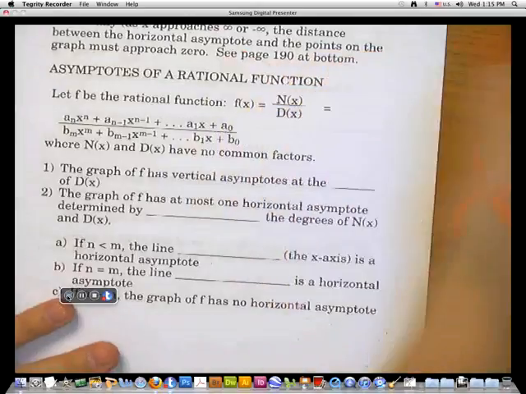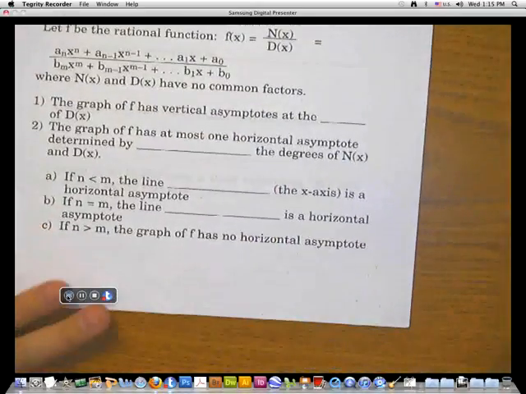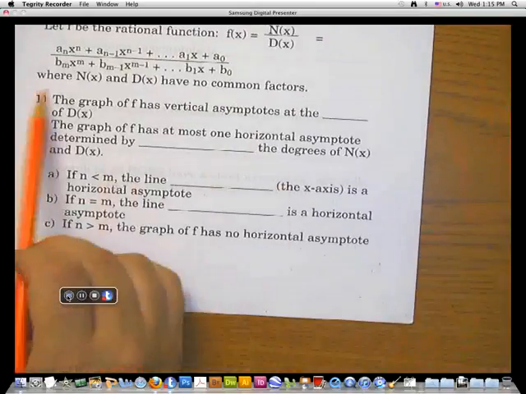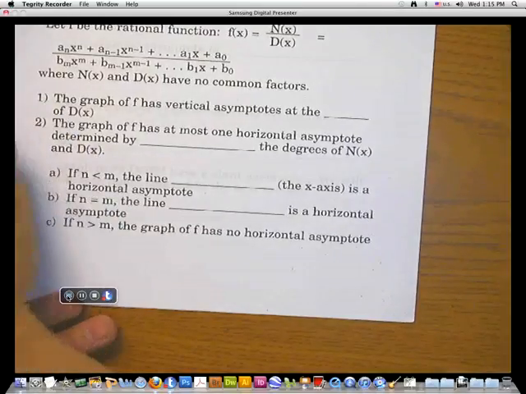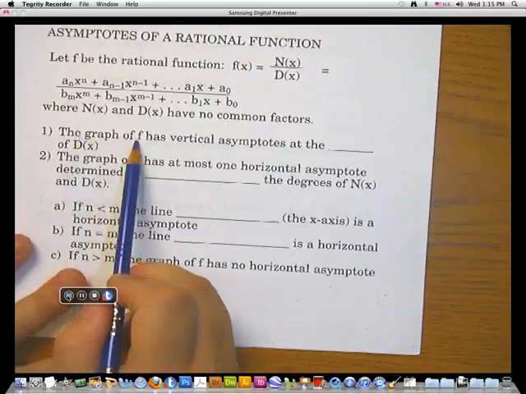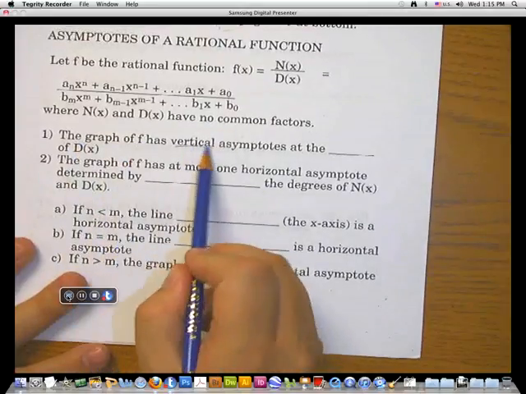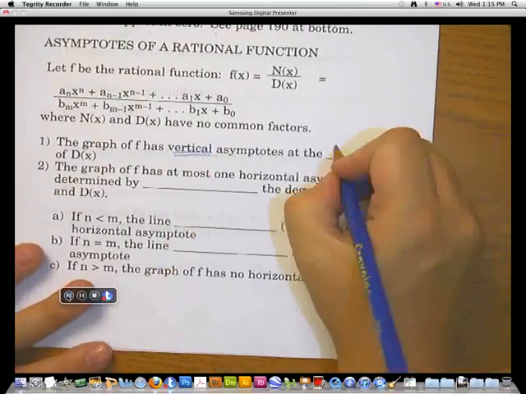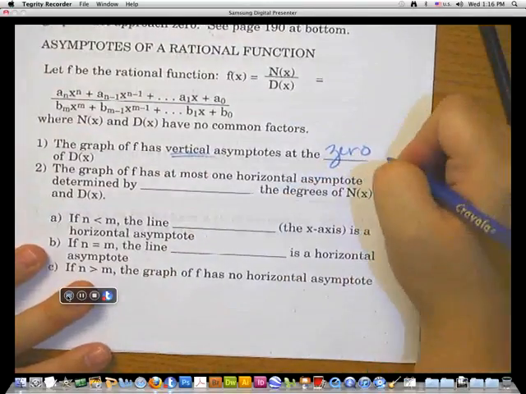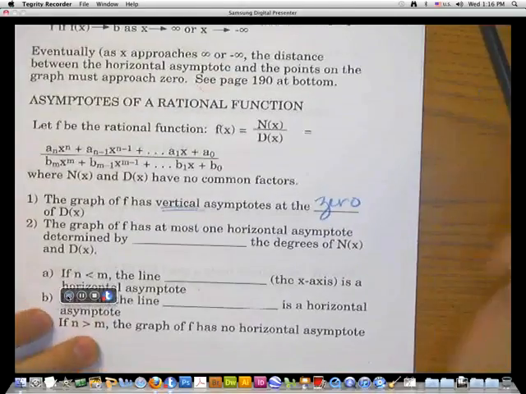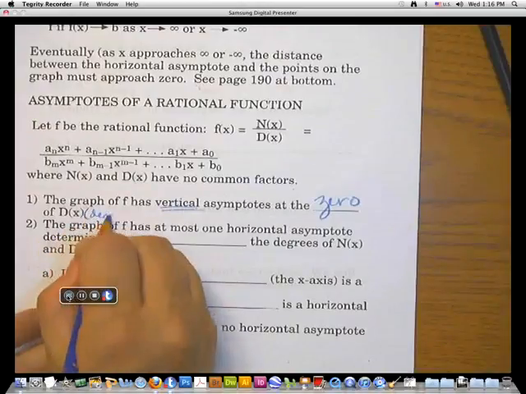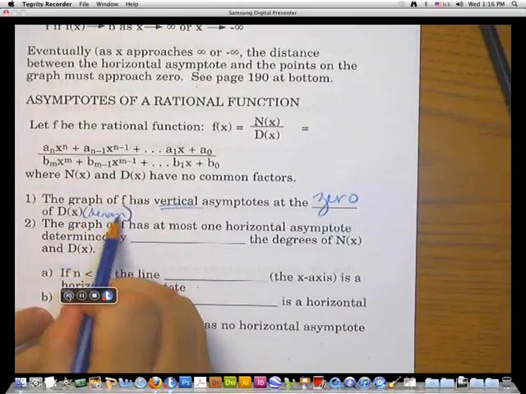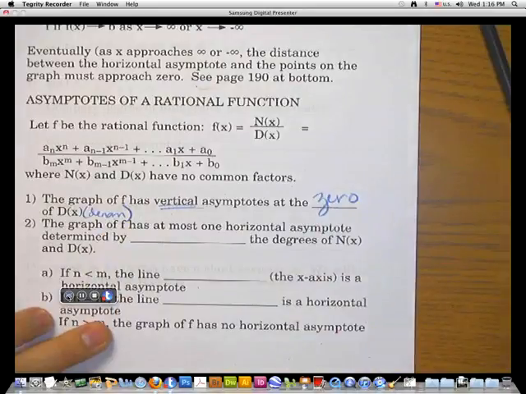Make sure you check out page 190. When we are looking at the asymptotes of a rational function, we're going to have some guidelines to help us find those asymptotes. The graph of a function has a vertical asymptote at the zero, which means x-intercept, of the d of x. Now notice d of x is the denominator. So if we set the denominator equal to 0, that means we're finding our vertical asymptote.